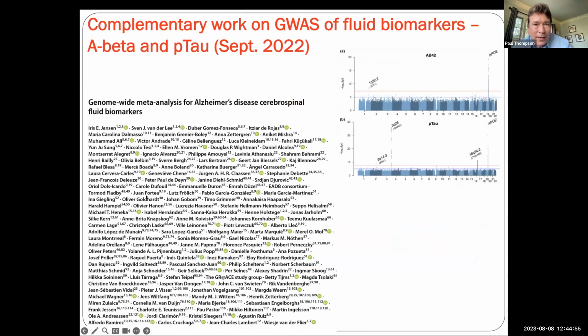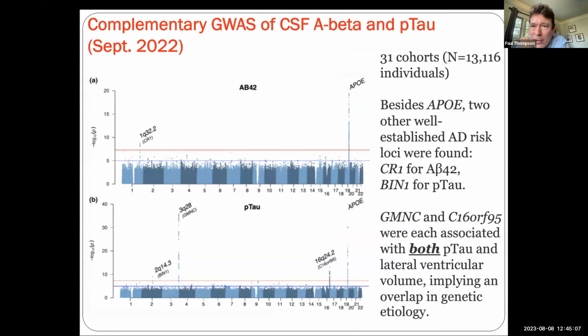Now, this is just out, and this also is work by many of you looking at fluid biomarkers, measures of A beta and p-tau. This is just last month. I strongly encourage you to read this if you're not an author of it. It's 31 cohorts with the rather extraordinary sample here for CSF, A beta, and tau.